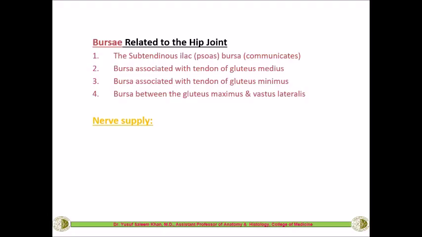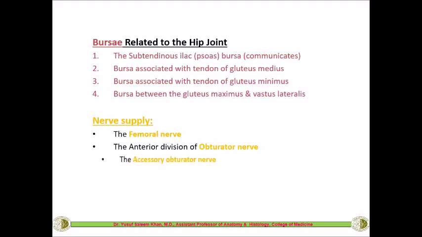The brain cannot differentiate between pain coming from the hip joint or the knee joint, because the same nerve supplies both joints. So what are the nerves which supply both joints? One is the femoral nerve and the second is the obturator nerve. If you remember, the femoral nerve is the nerve of the anterior or extensor compartment of the thigh, and the obturator nerve is the nerve of the adductor compartment of the thigh. So both these nerves supply both the hip joint and the knee joint, and you should remember this for referred pain.